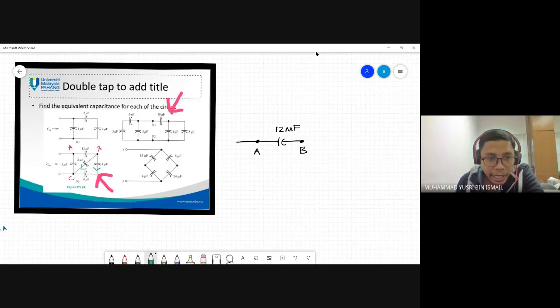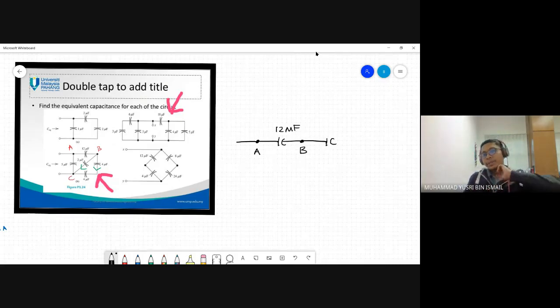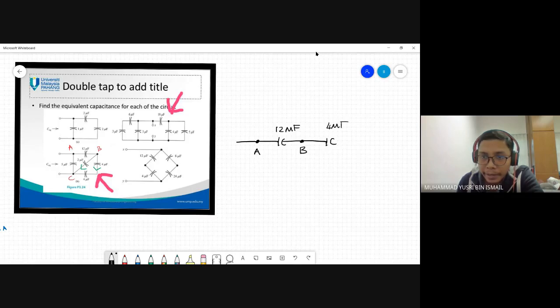Now first, we draw for the straight junction, B to C. B to C, there will be two capacitors. Walaupun dalam soalan ni dia tunjuk ada corner sikit, tapi sebenarnya dia tak ada node. Jadi bila tak ada node ni, dia straight je lah. Di sini dia ada 4 microfarad, and then satu lagi which is 4 microfarad juga.